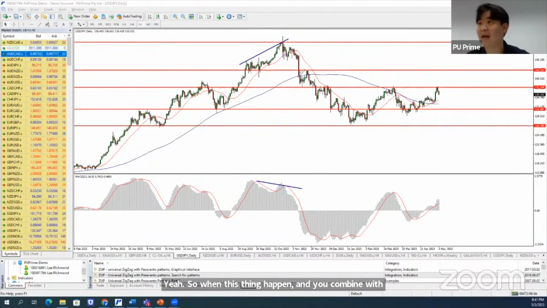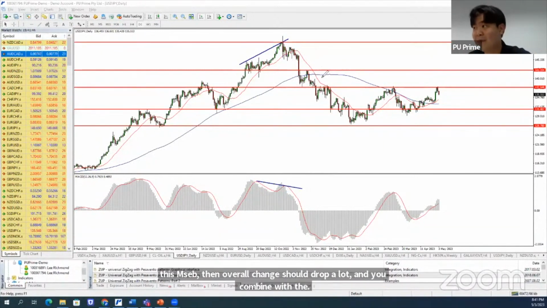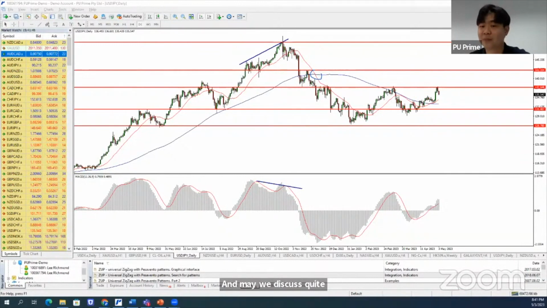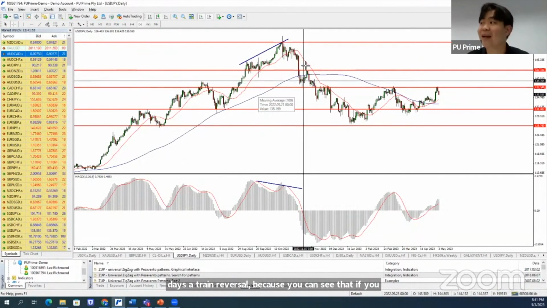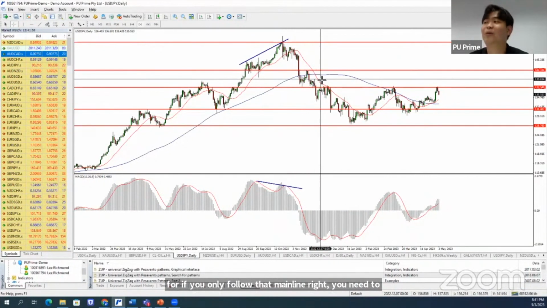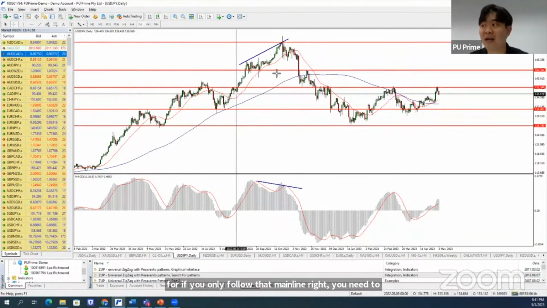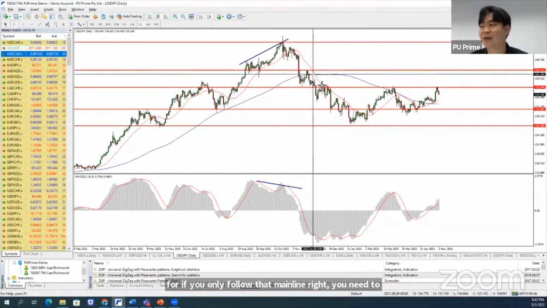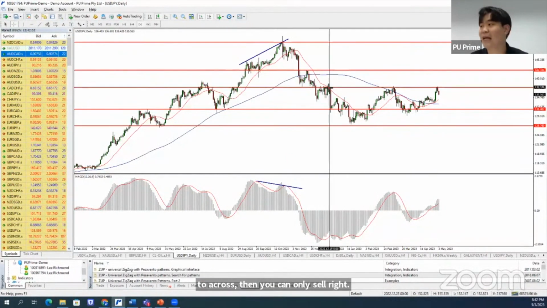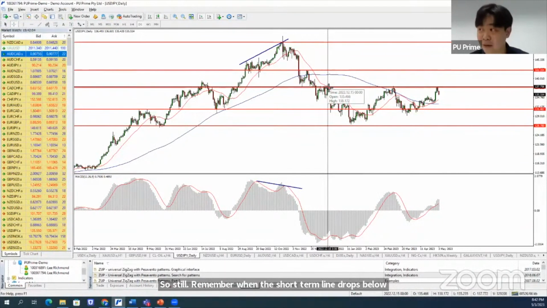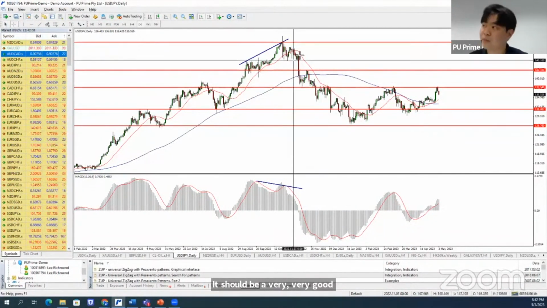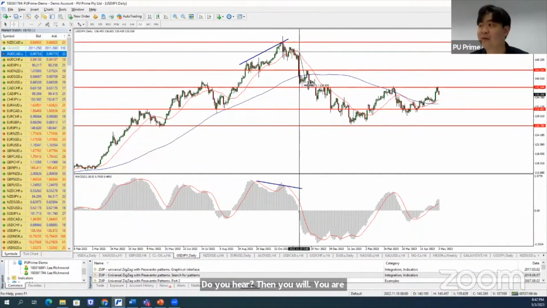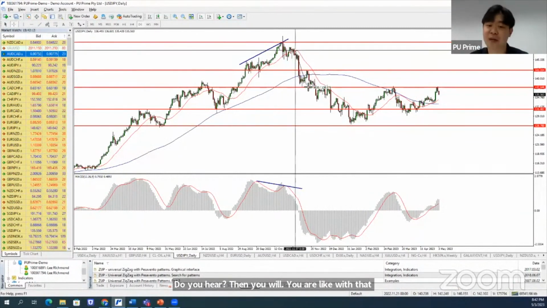And you combine it with the MA we discussed just now. With the MA line, it takes quite a long time for you to notice there is a trend reversal, because if you only follow the MA line, you need to wait until it crosses, and only then can you sell. Still remember, when the short-term line drops below the long-term line, it should be a very, very good bearish signal. If you wait until here, then you will have wasted some profit previously already. If you trade here, the profit should be higher.